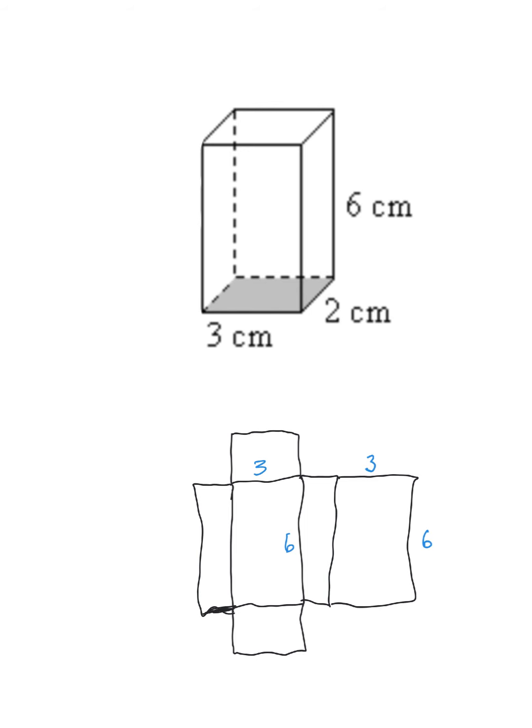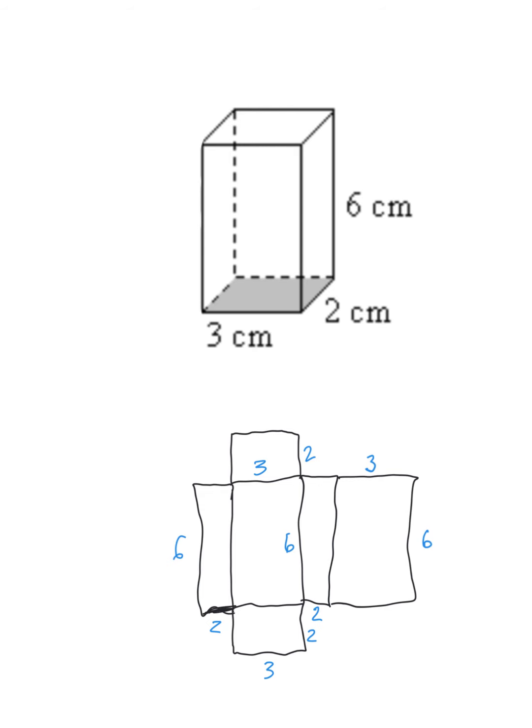These skinnier rectangles, which would make up the sides, look like they're a 2 by 6. And this is the same, which would also make it a 2 by 6. This distance here would be 2, so we get a 3 by 2, which makes this bottom one a 3 by 2 as well.